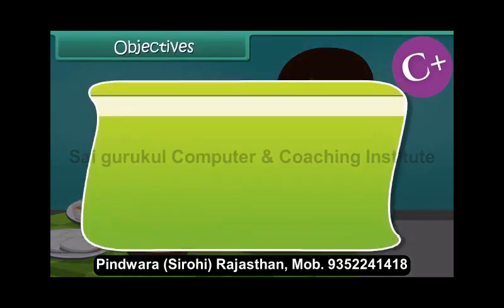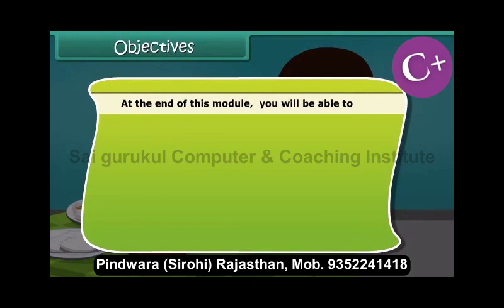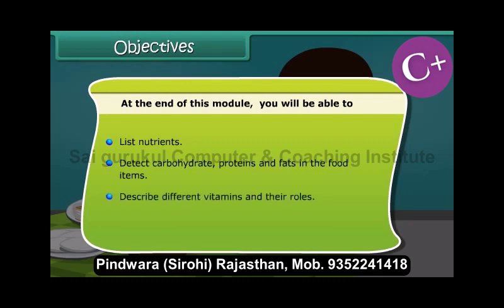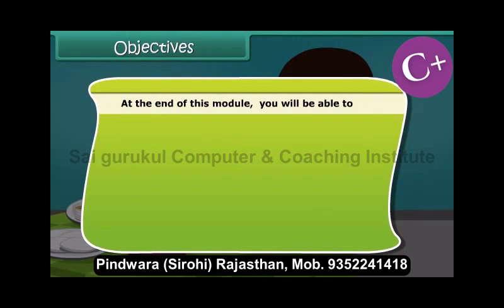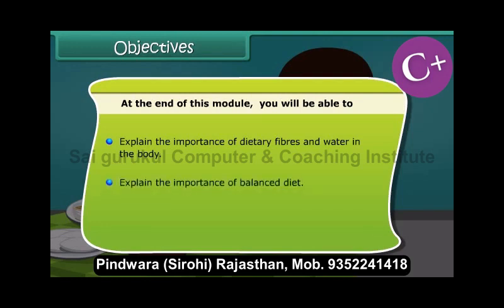Objectives. Dear friends, at the end of this lesson, you will be able to list nutrients and detect carbohydrates, proteins, and fats in food items. You will also be able to describe different vitamins with their roles and discuss the importance of minerals in the body. In addition to this, you will also be able to explain the importance of dietary fibers and water in the body, explain the importance of a balanced diet, and define deficiency diseases.